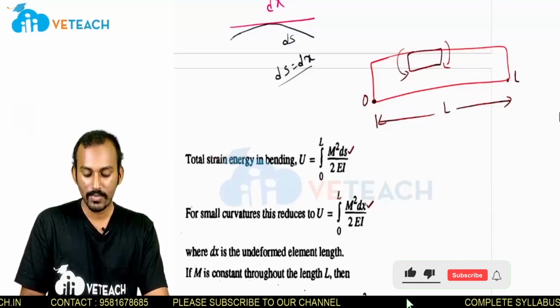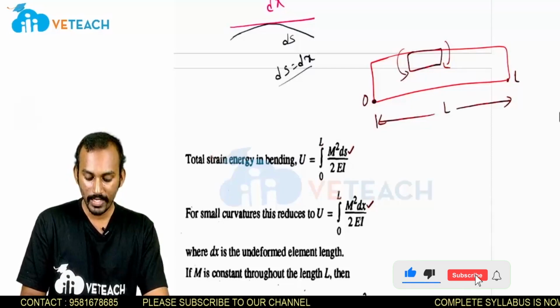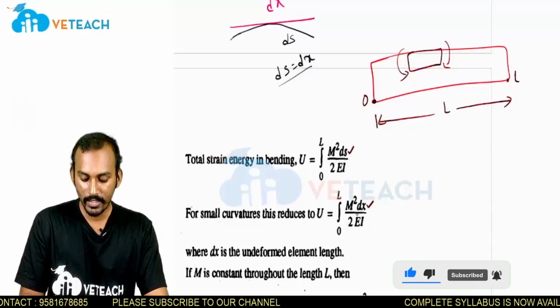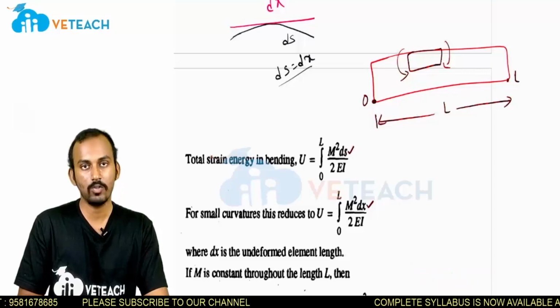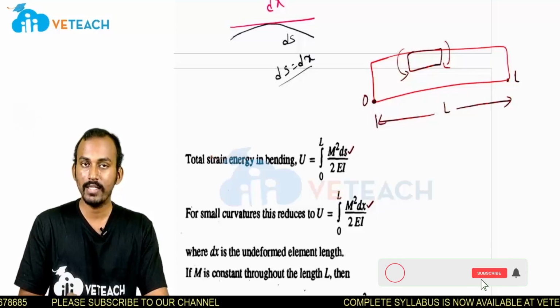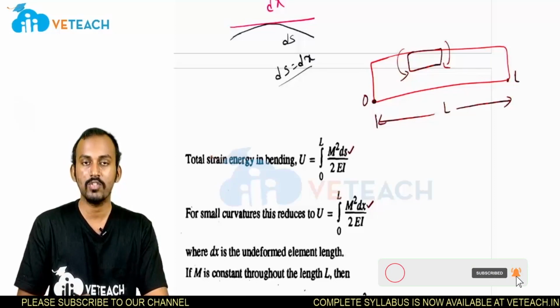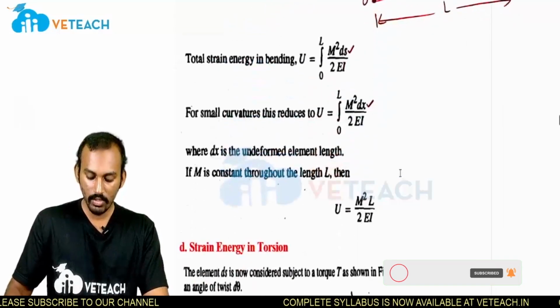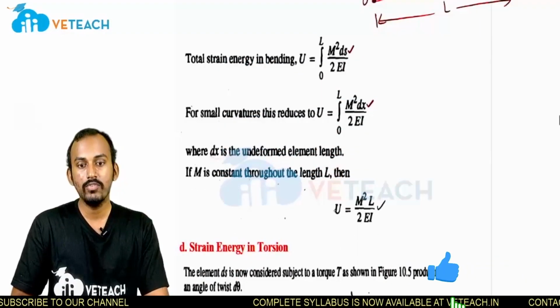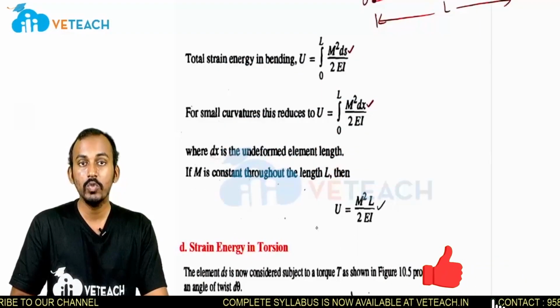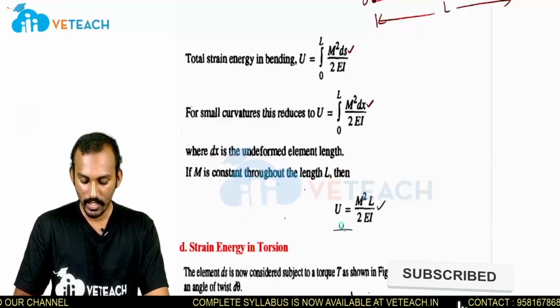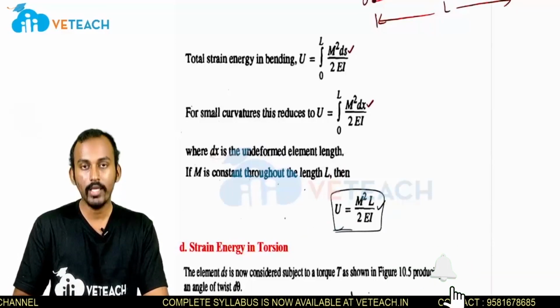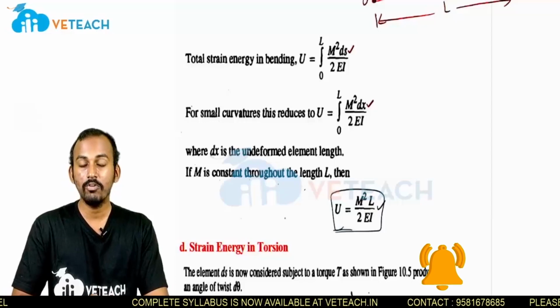In place of ds I substituted dx. Now take out M square by 2EI, and the integral of 1 into dx is x only. In the place of x we substitute the L value. So now we get the final equation as U is equal to M square into L by 2EI. This is the strain energy stored in a body when it is subjected to bending moment.